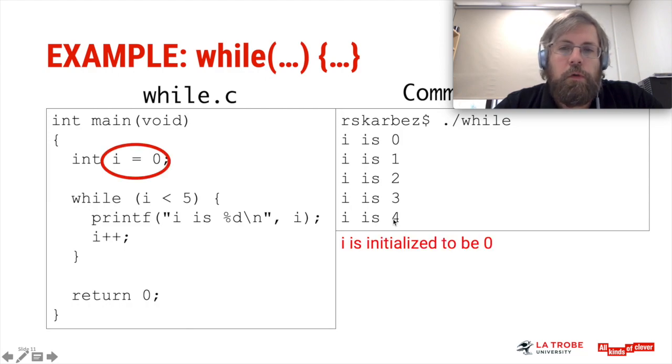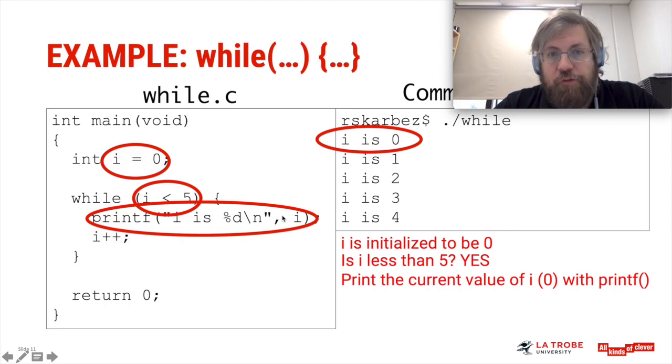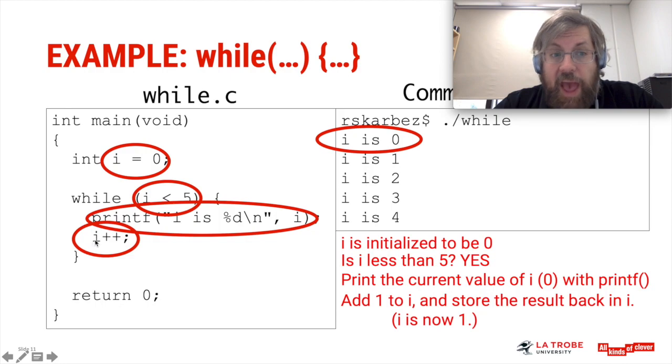Okay? i is initialized to be 0. We get to the while statement. We see i less than 5. Is i less than 5? i is 0, so yes. We call printf with the value of i, which is 0. We add 1 to i and store the result back in i, right? That's what the increment operator does. It increases the value of i by 1. So i is now 1.